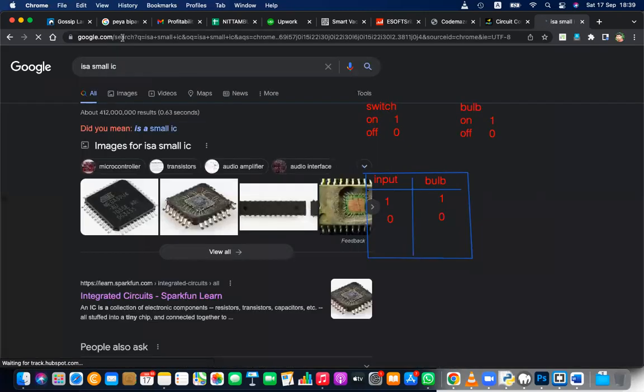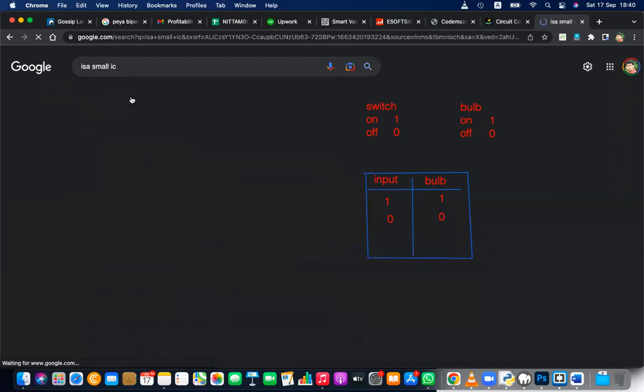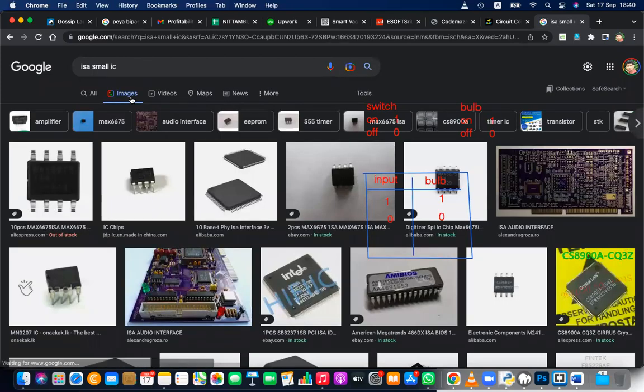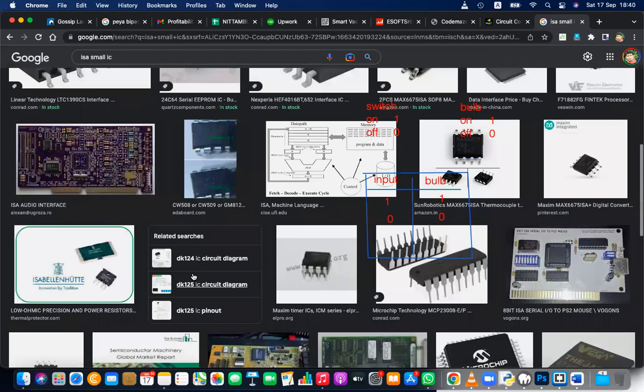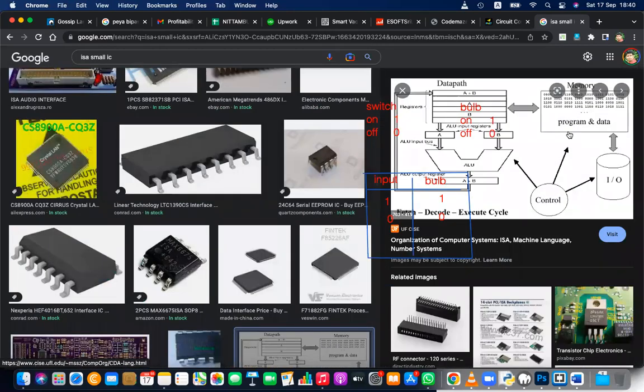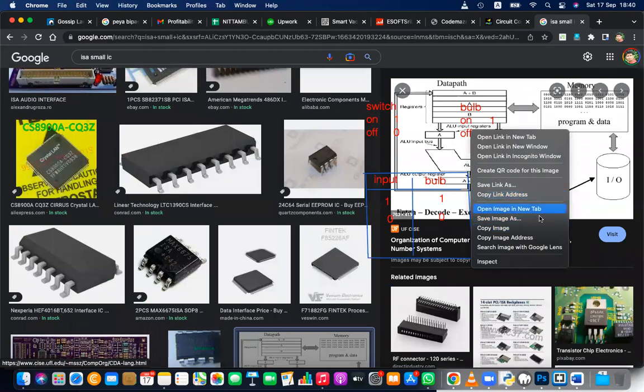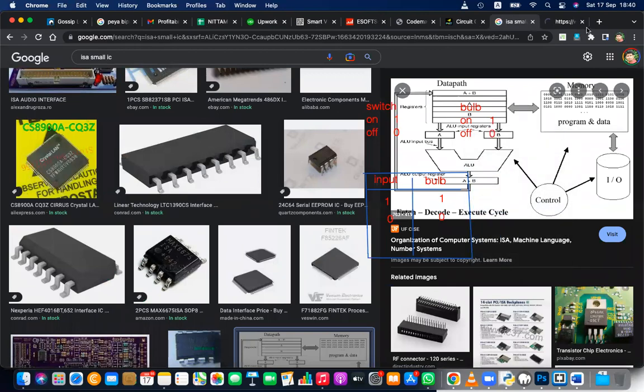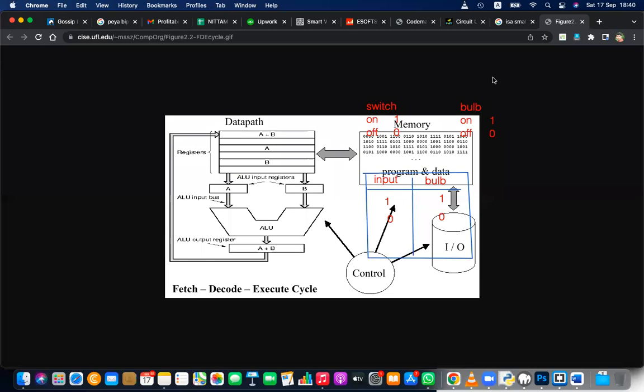So from IC to IC, the ISA, instruction set architecture, is different. Right? Different architectures are there, different ICs. Right? So here, you can see, this is a very good example. You can see how it works, but you cannot read this. But let's go through this very quickly.